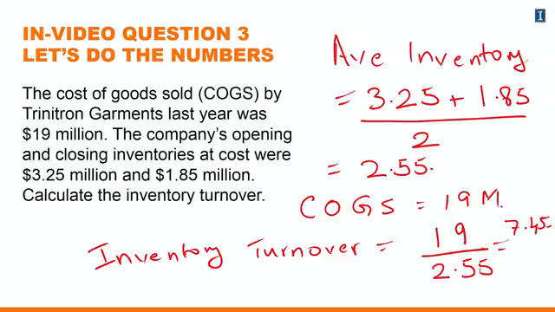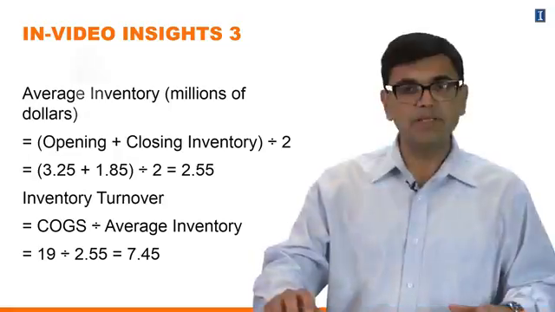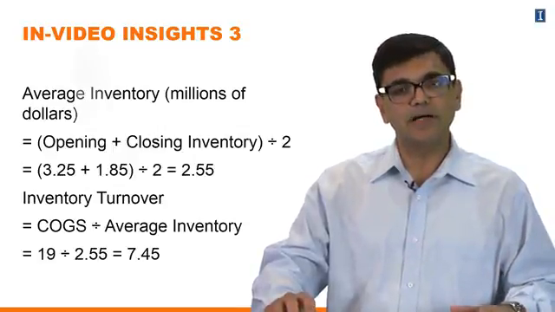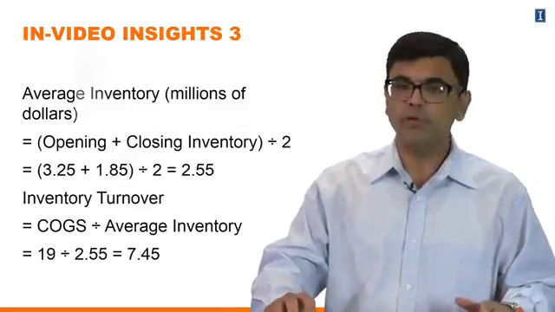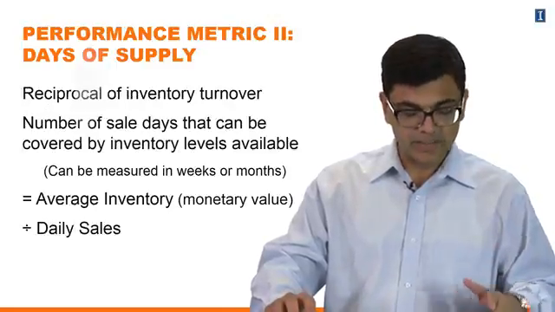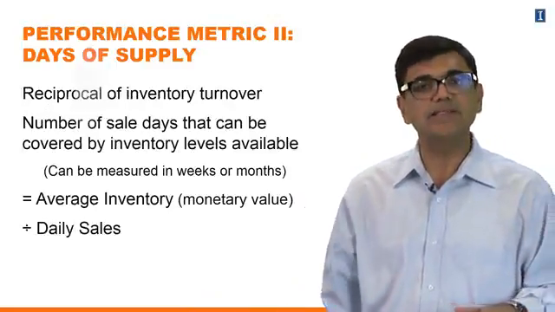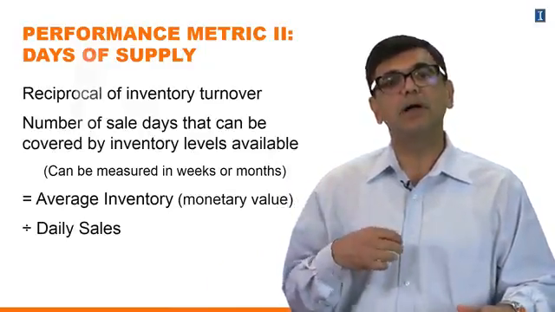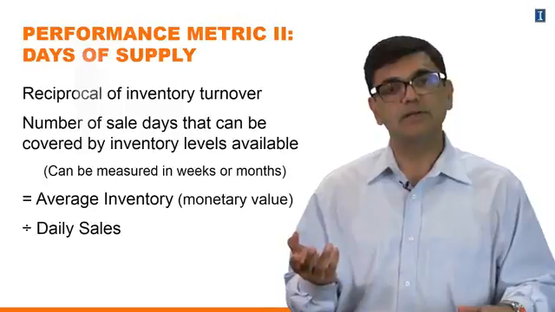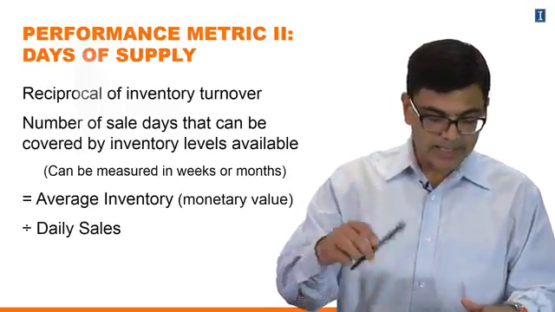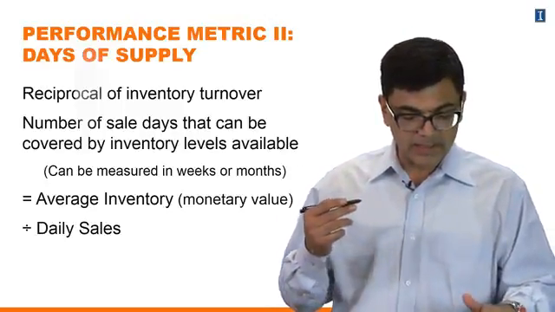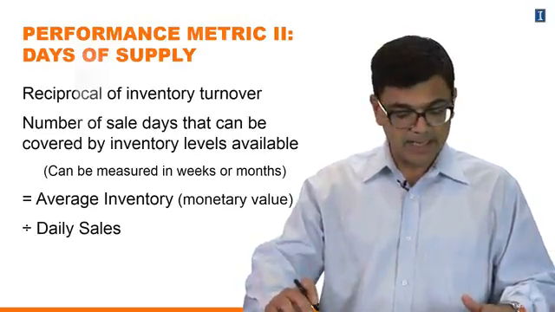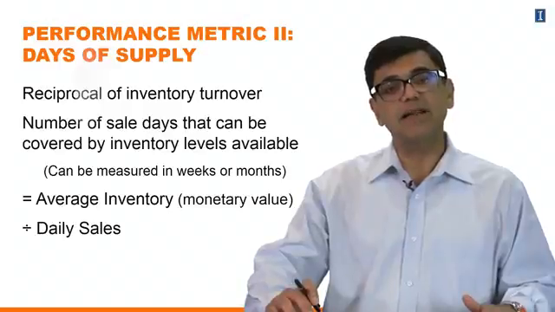Right. Now let's take a look at another similar ratio, and here's the solution for you in terms of what we found there. It was 7.45 as the turnover ratio. But let's take a look at another ratio called days of supply. Effectively, this is the reciprocal of what we saw earlier as the inventory turnover ratio. So what we're saying is it's how many days of supply are being held in inventory, and it's based on average inventory divided by daily sales.